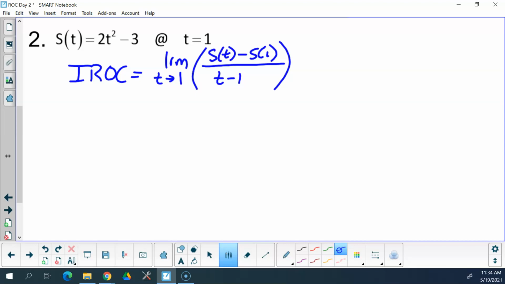S of t is just going to be my function, 2t squared minus 3. S of 1. What is S of 1? Carson, what's S of 1? Negative 1. Okay. We figured it out in the last problem, too.